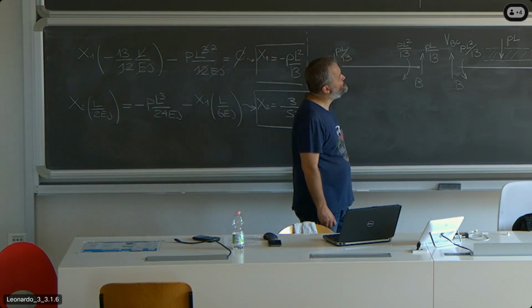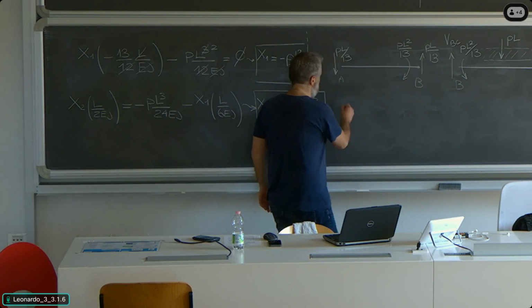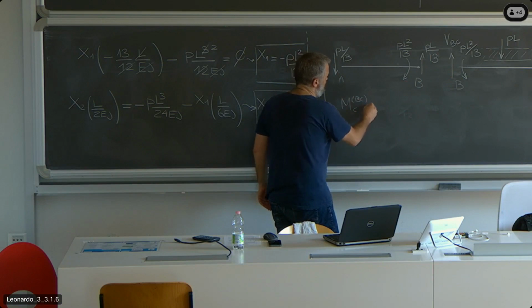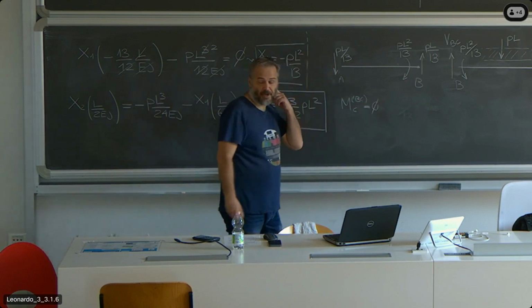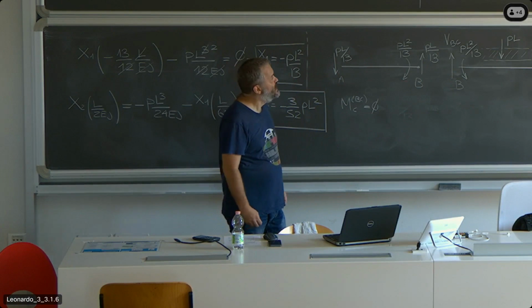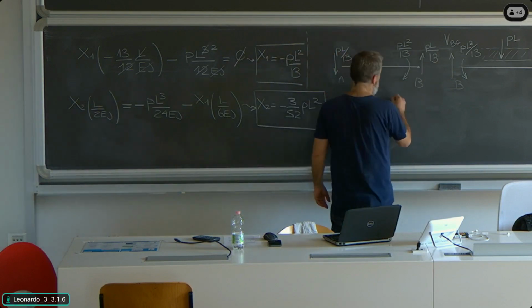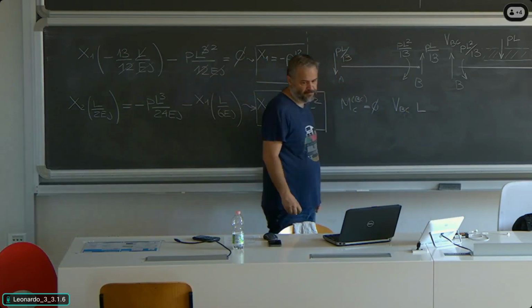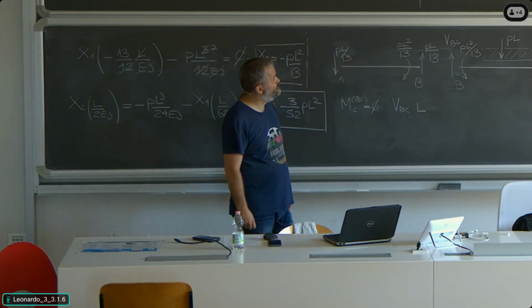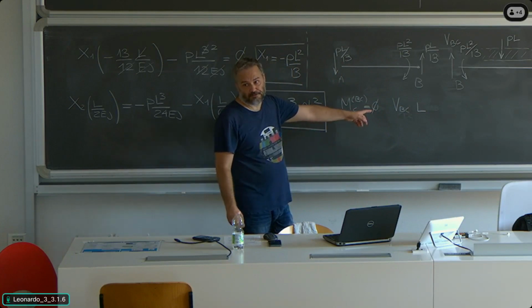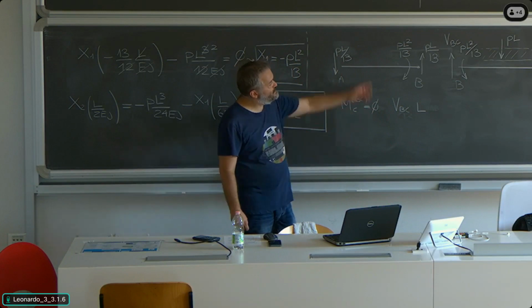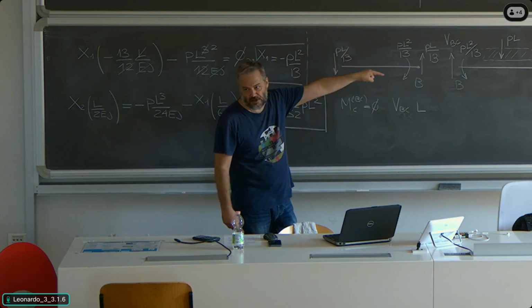First equation I'm going to write to work out VBC is M at point C of BC equal to 0. Okay? So the first contribution is VBC times its lever arm, which is L. This is clockwise. What else is clockwise? The moment at the second end, 3/52. You see it? It's clockwise.